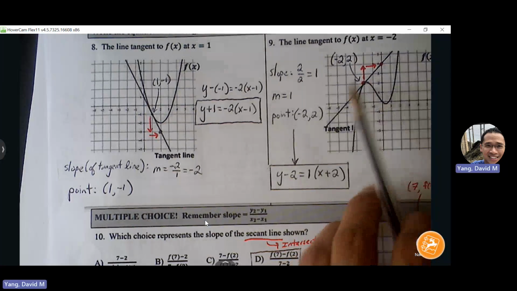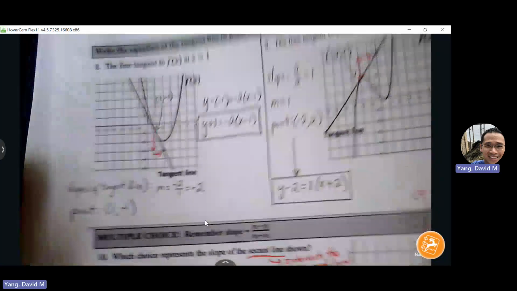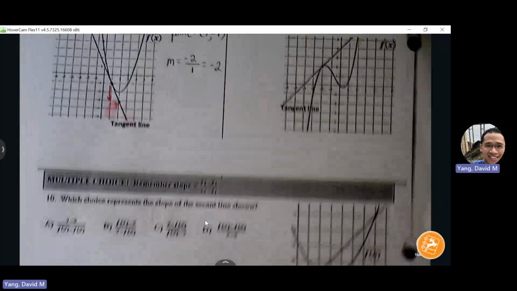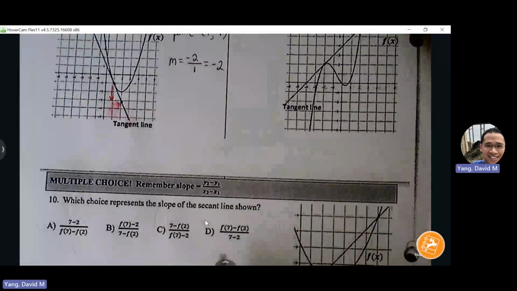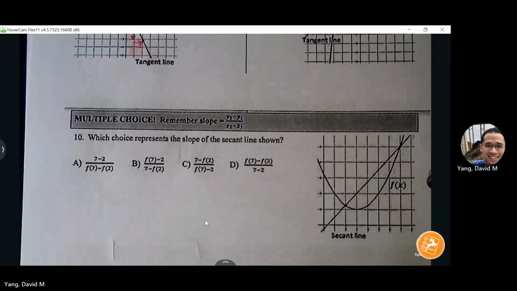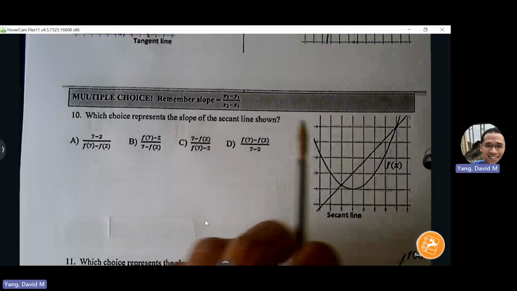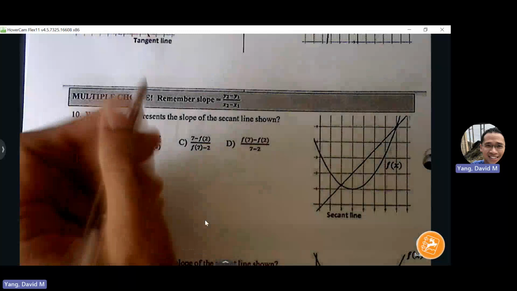So that's something that we're going to be exploring as we get into the next unit. So tangent line is if the graph intersects the graph at 1 point. A secant line is if a line intersects the graph at how many points? 2 points. Yeah. So we see that this line intersects the graph at 2 points. It's asking for the slope.